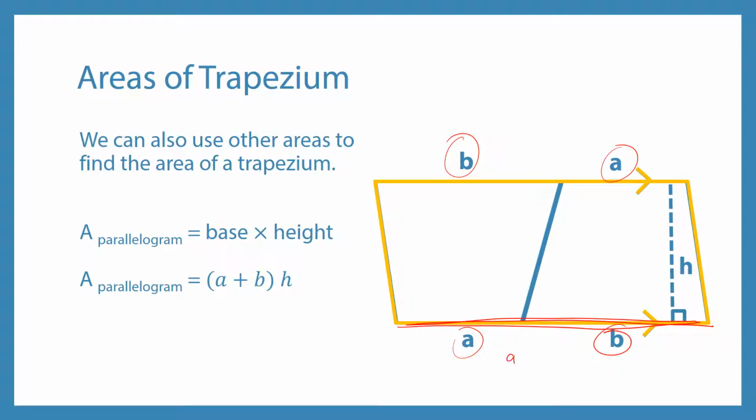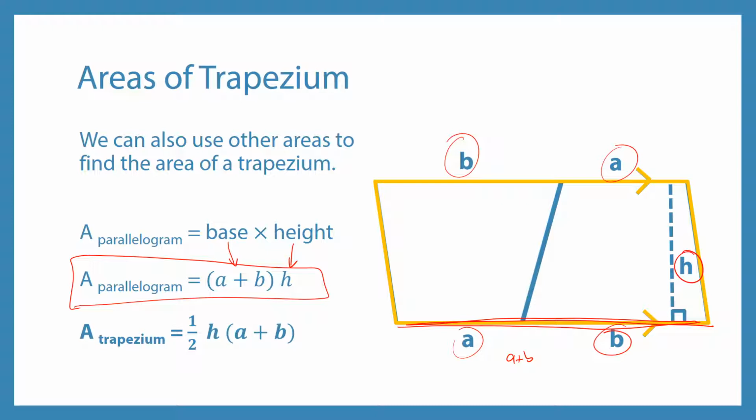So it's A plus B. So we put that in here, base is A plus B, and our height is this here, H. So the area of a parallelogram is A plus B times height. However, this here isn't a parallelogram, we're trying to find the area of a trapezium.